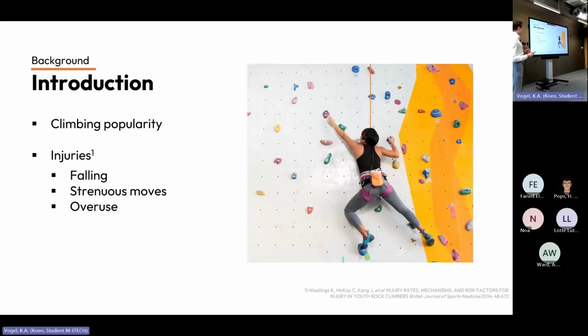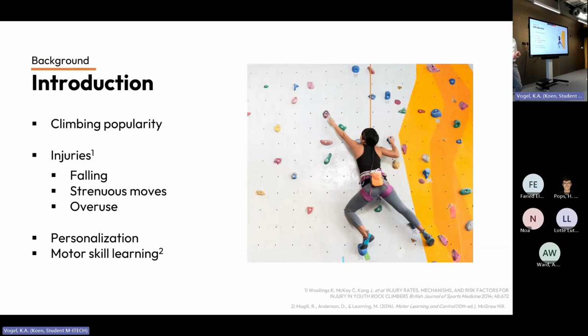And what we see from literature is there are a couple of ways to avoid these types of issues. That is personalization, meaning personalizing or tailoring a route not just to the user's skill level, but also to their stature, body proportions, and preference. And the last one is motor skill learning or motor skill acquisition by learning the correct techniques to avoid these injuries.